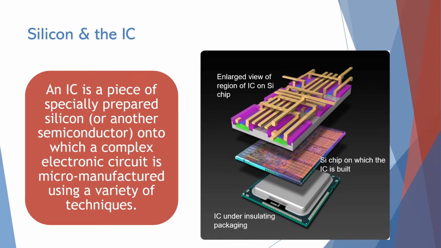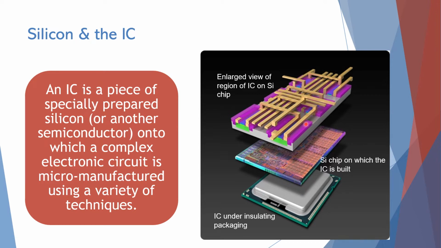An integrated circuit is a piece of specially prepared silicon, or in other words a semiconductor, where complex electronic circuits and micro-manufactured circuits are printed on the silicon material itself. So if we look into the picture shown here, if we open up our computer or handphone, you will see something like this, right? If we open up the cover here, you will see this kind of chip.